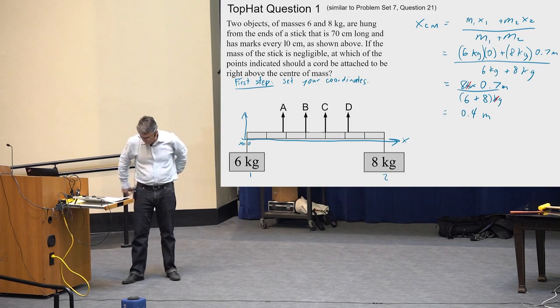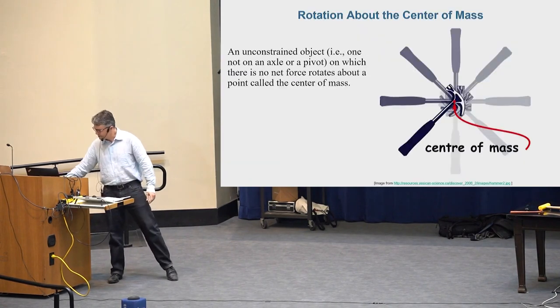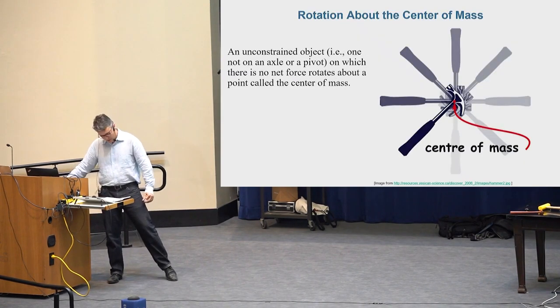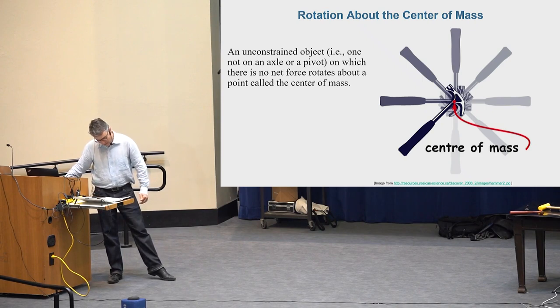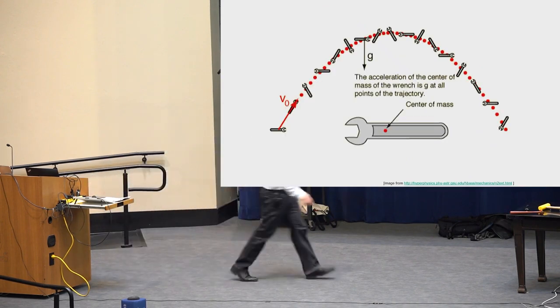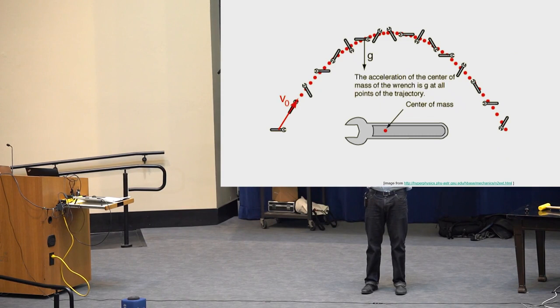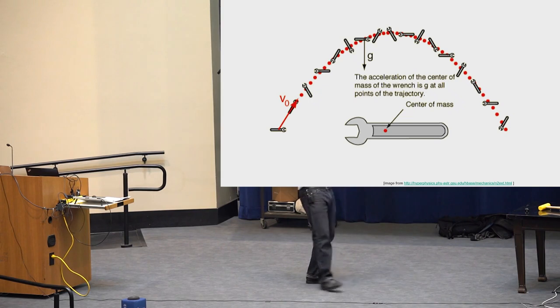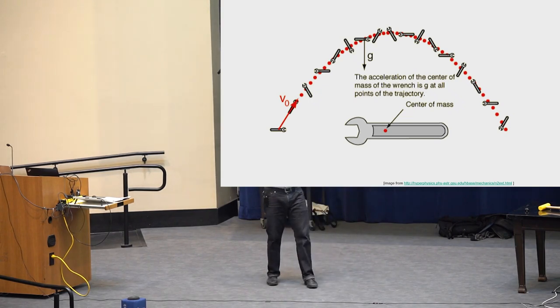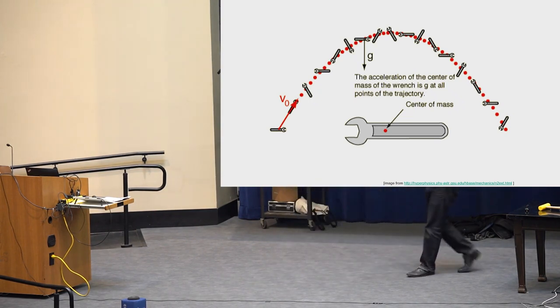And we can do a couple of little demos. One is an unconstrained object, one that's not on an axle or a pivot, on which there is no net force, will rotate around the center of mass, maybe out in space or something like that. Here on Earth, if you have a center of mass of something like a hammer, it'll balance under the center of mass, and then if you throw it, it spins around that center of mass point. So the center of mass point traces out a little parabola. And again, we've got to work on a video for that.